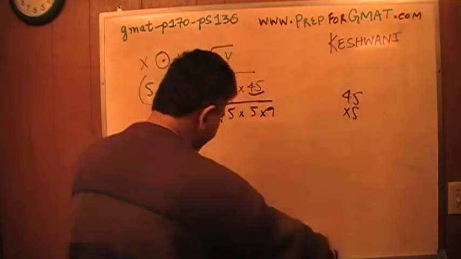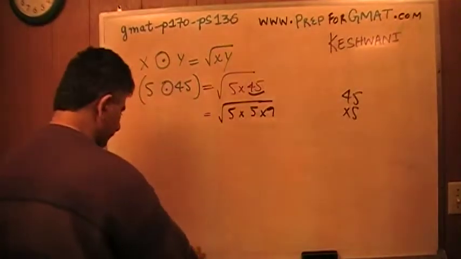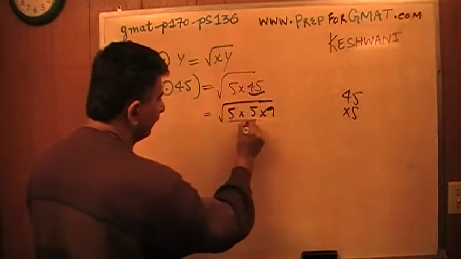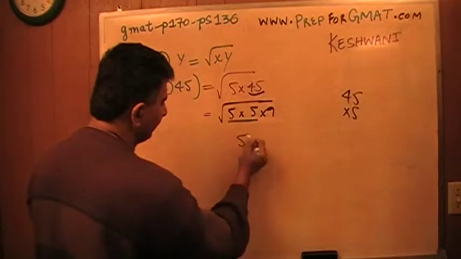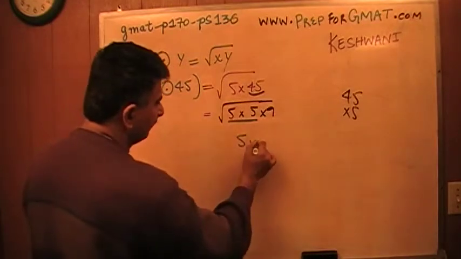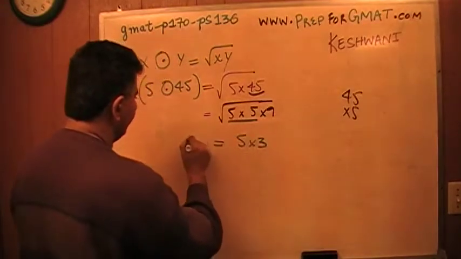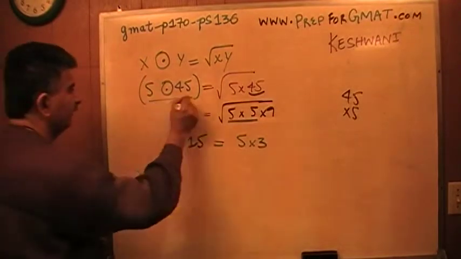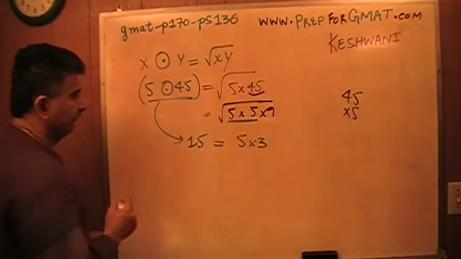And now, it's very simple to figure out the square root of this quantity, because the square root of 5 times 5, this quantity right here, is just 5, and the square root of 9 is just 3. So it's 15. So this thing that they're asking equals 15.